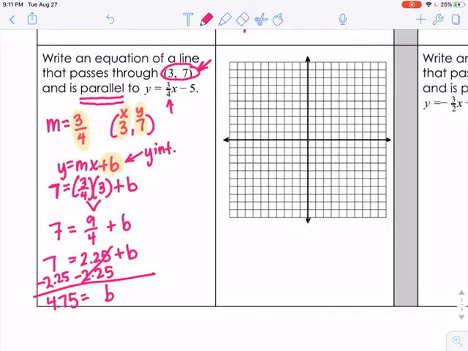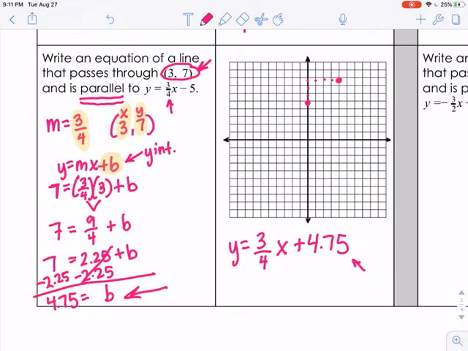So when I go to write my equation, it's going to be y equals, I have to have the same slope, remember, because they're parallel, 3/4 x, and this is my new b, so plus 4.75. That's my new equation. So I'm going to go to my b, which is close to 5, slightly under 5, right? 4.75. And then I'm going to go up 3, so 1, 2, 3, and over 4. And put a point right there.